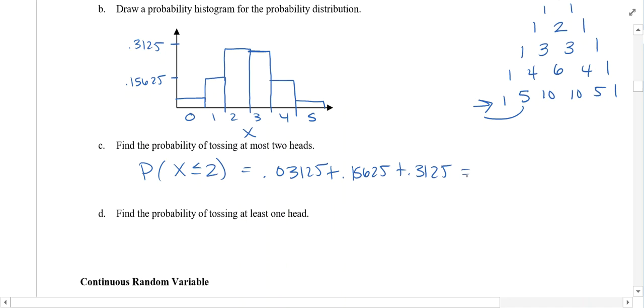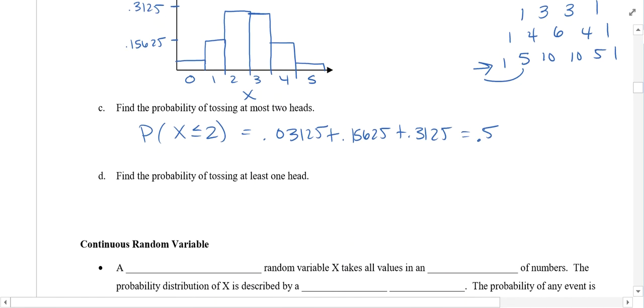Okay, so any idea on what that would turn out to be? It'll come out to be 0.5. Okay, so here we're going to start to see this question. We saw it a little bit last chapter: probability of tossing at least 1 head. So x is greater than or equal to 1. So you can add up 1, 2, 3, 4, 5.